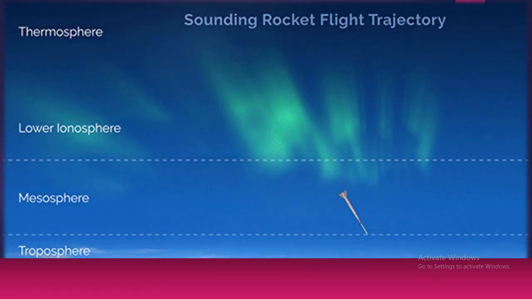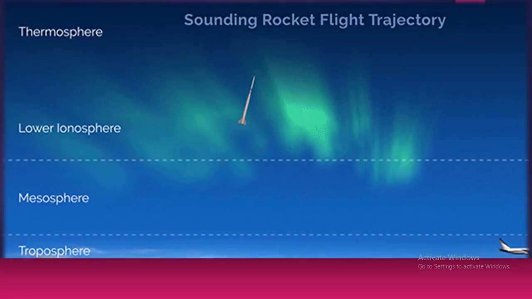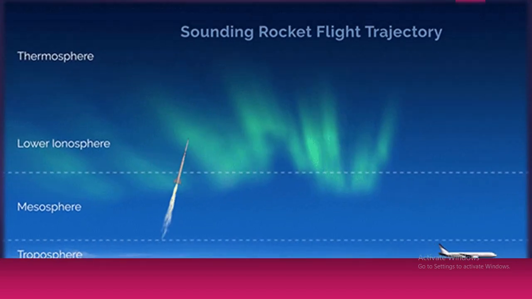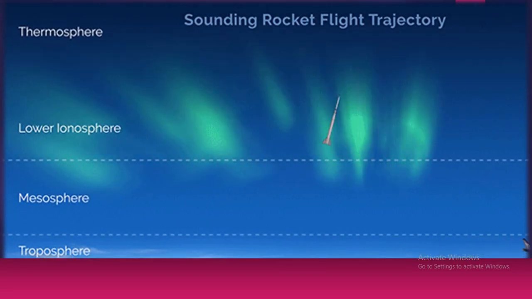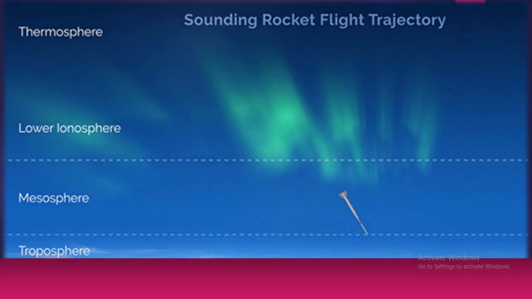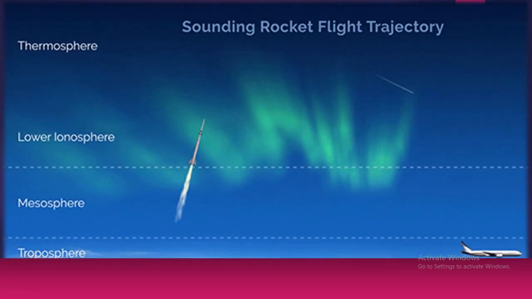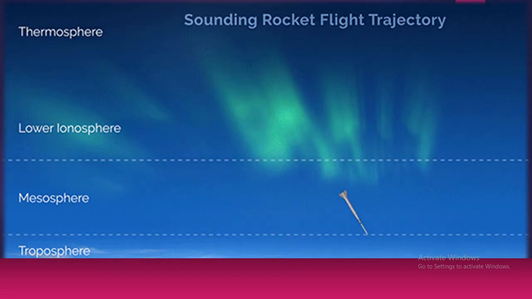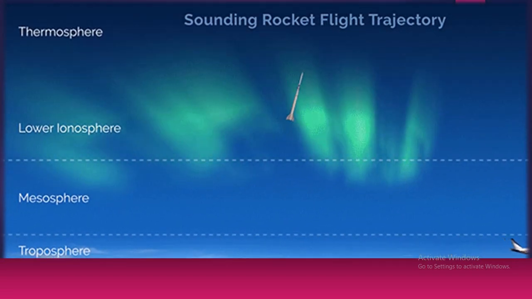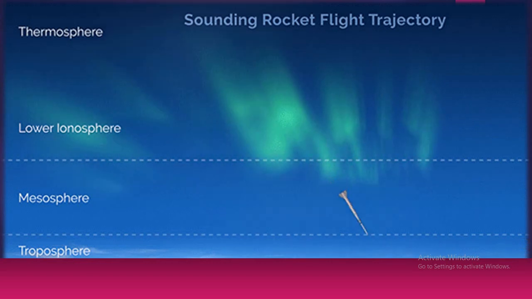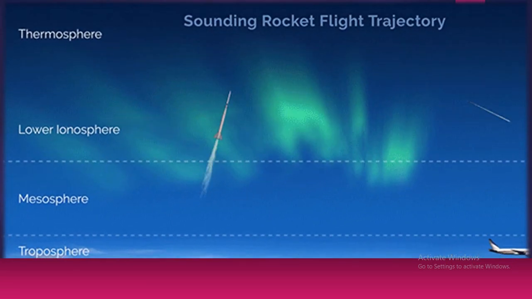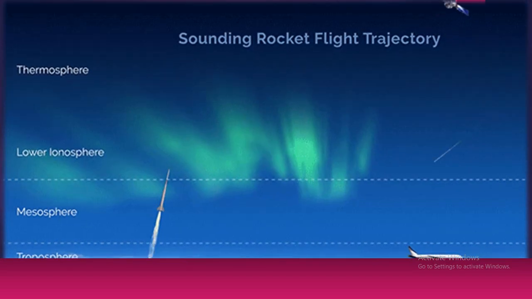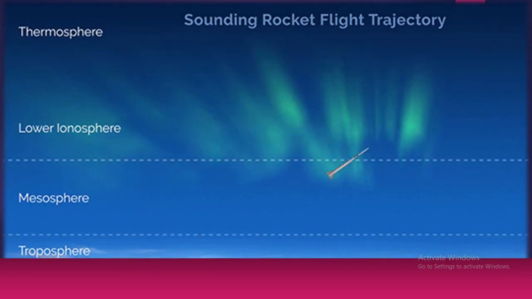Now we'll move on to the structure of the atmosphere. The structure contains 5 atmospheric layers. Yes, we'll see in detail. Before that, we'll move on to some other information about the atmosphere.